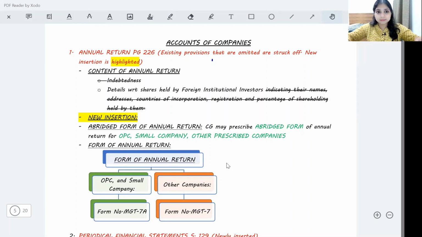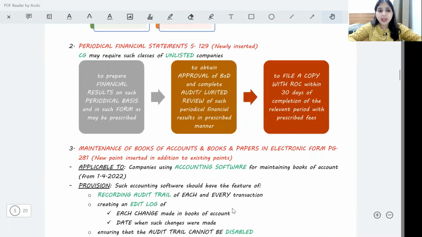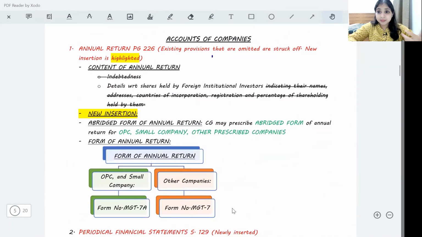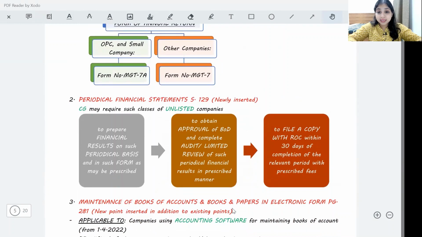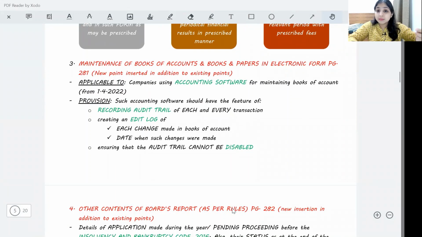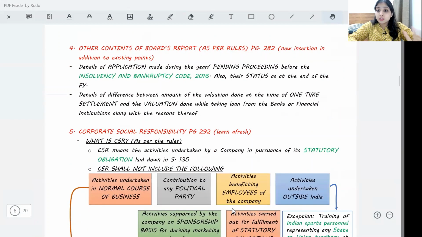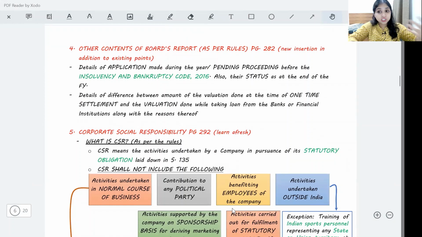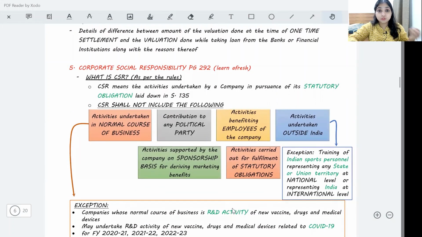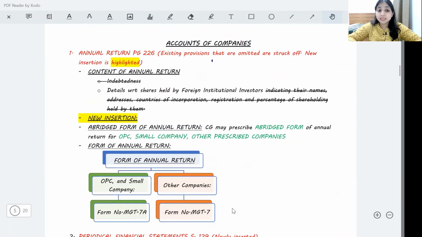All right, so listen. Here we have some 5 amendments. Okay, the first amendment is an annual return. The second point is a new insertion. The third point is an amendment in maintaining books in electronic form. The fourth point is a new insertion in relation to board report. And fifth, the most important, the most spoken about amendment, CSR. Okay, so let us begin. Let's begin with annual return.